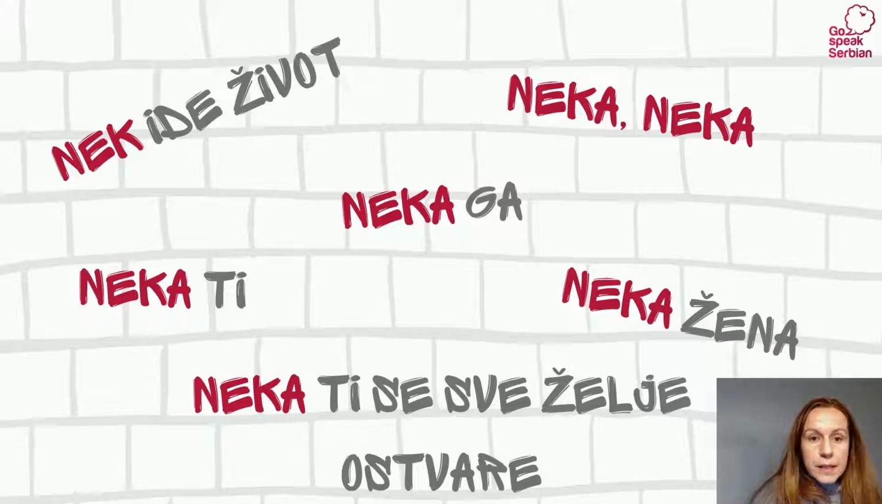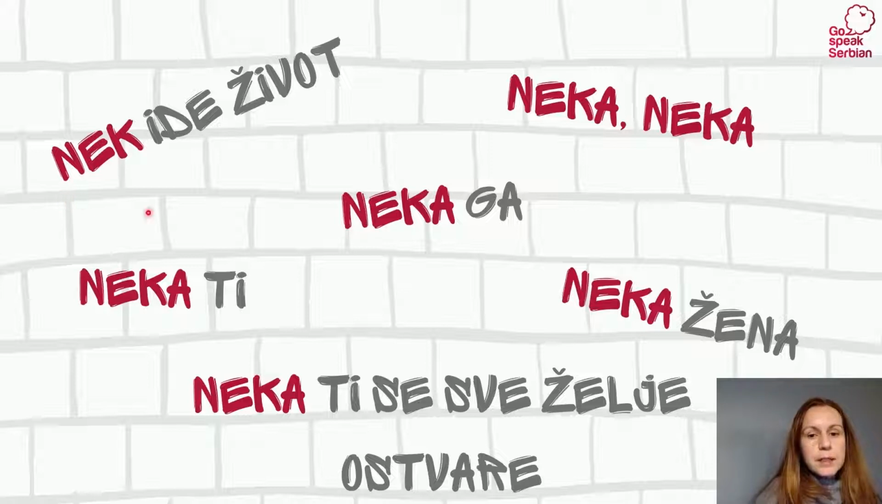I will start with some sentences in which we can hear the word neka. For example, neka, neka ga, neka ti, neka žena, neka ti se sve želje ostvare, nek ide život. In this last sentence, nek ide život, we hear the short form of the word neka, nek. And in some of these examples, the word neka is replaceable. For example, we can say nek ti se sve želje ostvare or nek ide život.